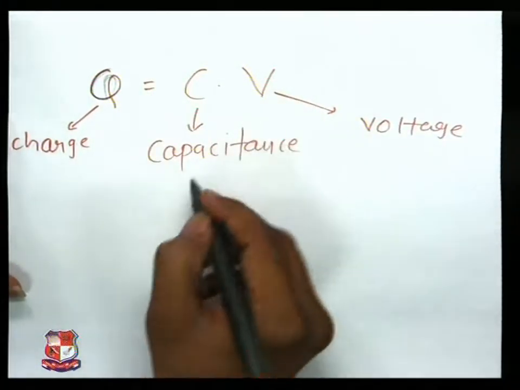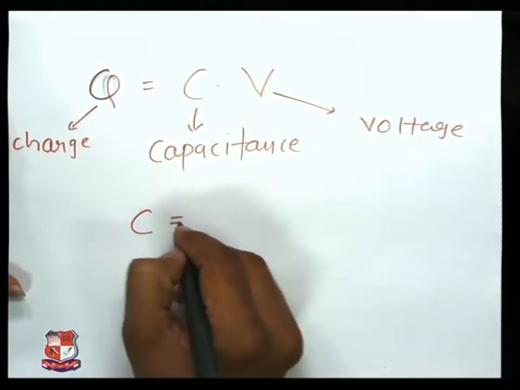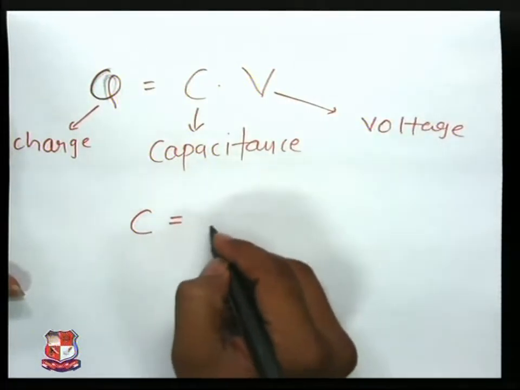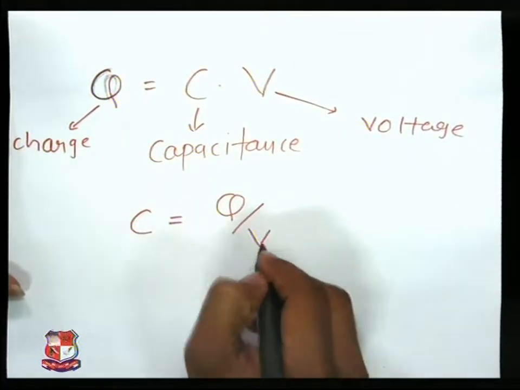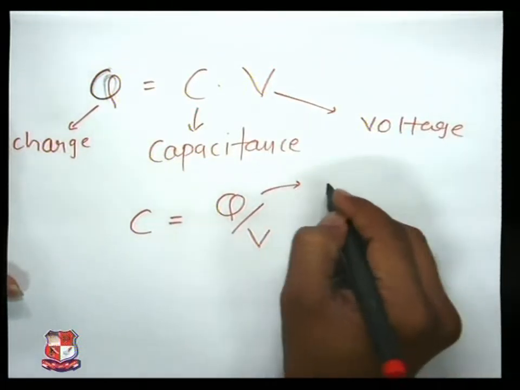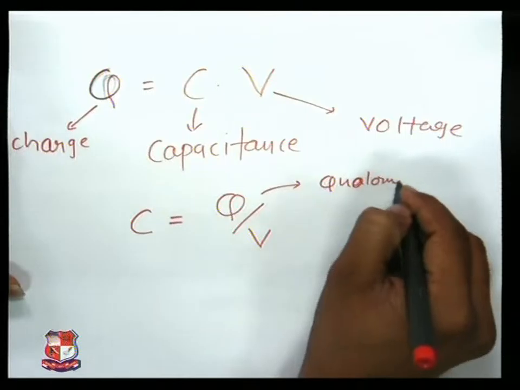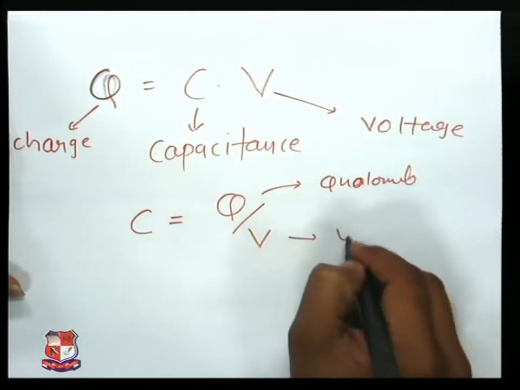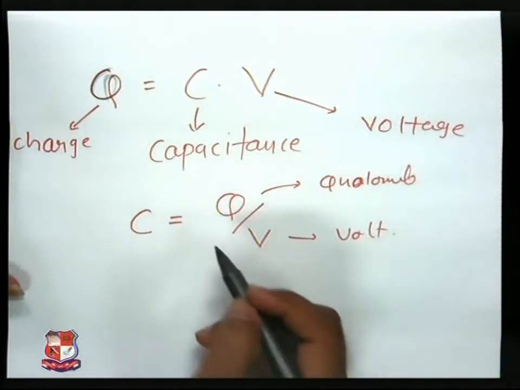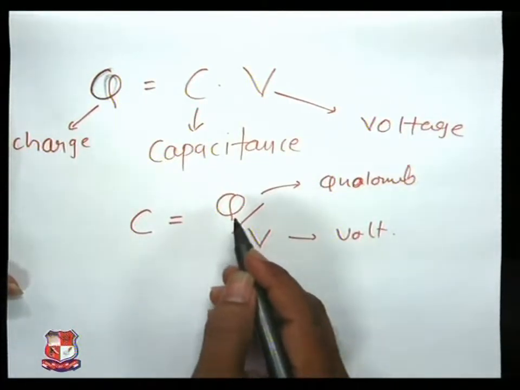So according to that equation, you can easily find out the capacitance of a capacitor: C equals Q by V, where Q is measured in coulombs and V is voltage. So capacitance is what? It's coulombs per volt.